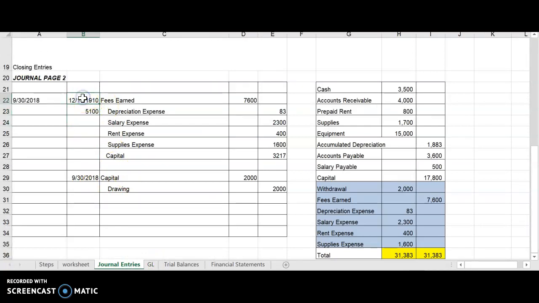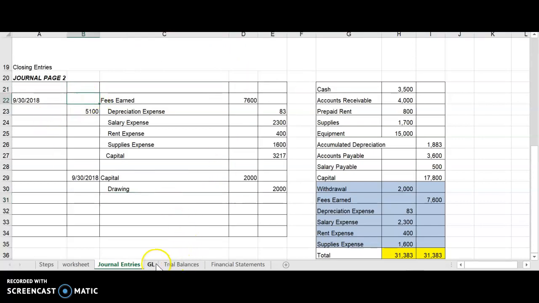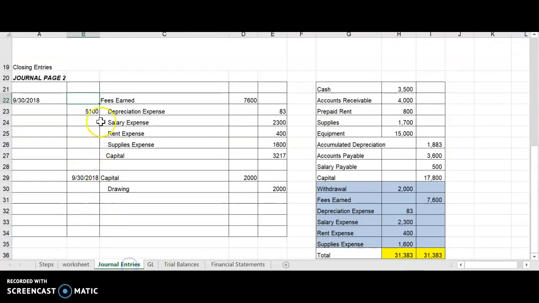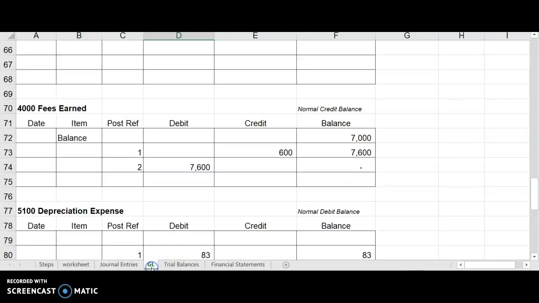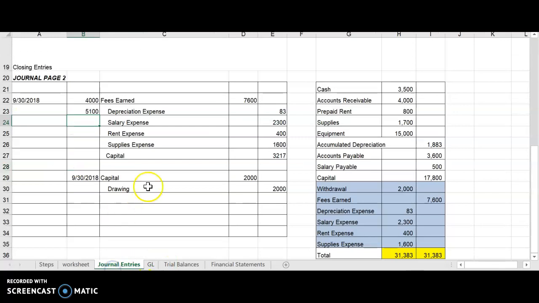Now for the next one, not sure why fees earned keeps changing. Let's fix that. 4,000. Let's put that back in there. Alright, salaries expense. Credit for 2,300. So a credit for 2,300. So it has a normal debit, so now this balance is 0. This came from journal entry page 2, and it is going to account 5,200.